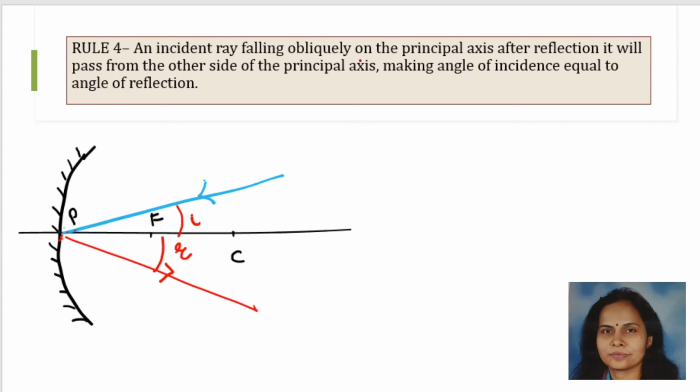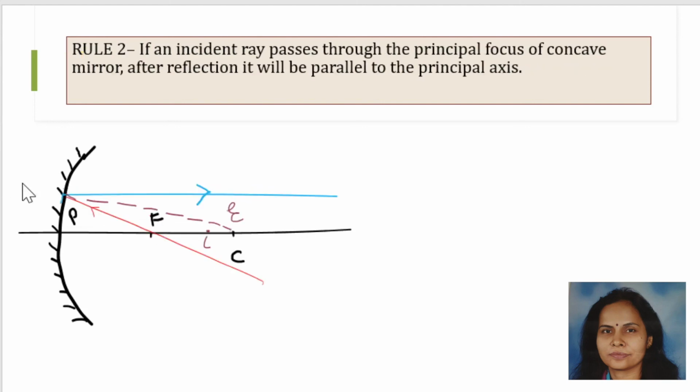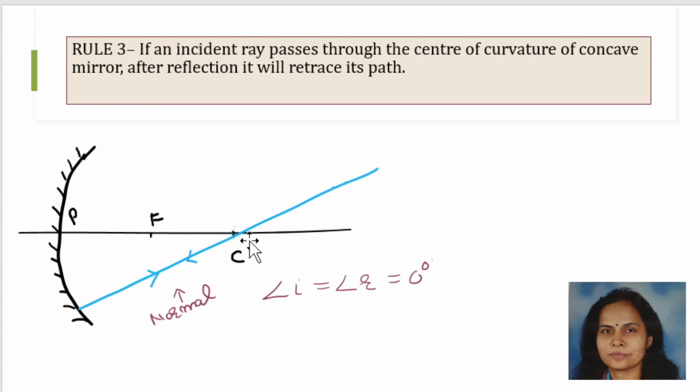But specifically why we write here that angle of incidence equals angle of reflection: in the other three cases, in whatever direction the incident ray is going, there is one specific point we know through which the reflected ray has to pass, right? Suppose this is the first case. If an incident ray is parallel, the reflected ray will pass through the principal focus, so there is no need to measure angle I and angle R. Similarly for the second one, if it passes through the principal focus, it will go parallel, right? So we actually know the direction in all the three cases. If it passes through the center of curvature, it will retrace its path.